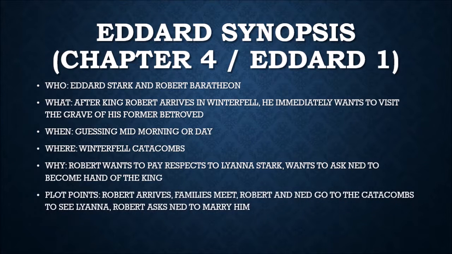So some major plot points. Robert arrives with his family. The families meet. We see the Starks and the Lannisters and the Baratheons all meet up. Robert and Ned go to the catacombs to see Lyanna, and then Robert asks Ned to become Hand. Now, he's just asked him to give him a really big commitment. He asks him to leave his home and live with them down in King's Landing and do all of the work. Robert is lazy as fuck.